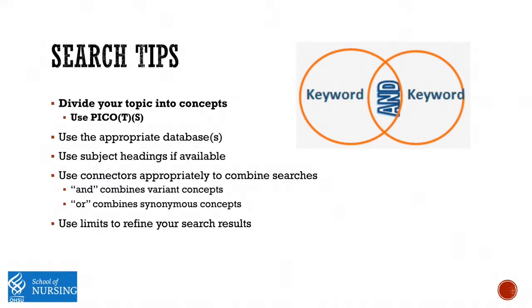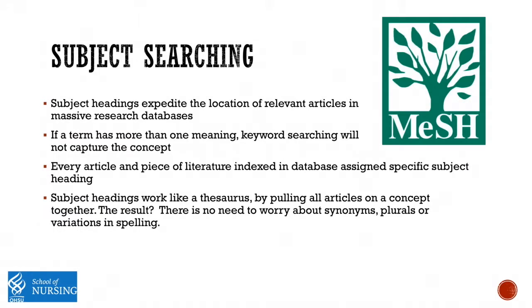So next we're going to talk about subject searching. The reason you should use subject headings, specifically MeSH headings, is to expedite the location of relevant articles in a massive research database. If a term has more than one meaning, using a keyword search is not going to capture the concept. Every article and piece of literature indexed in the database is assigned a specific subject heading, which is different than a keyword.